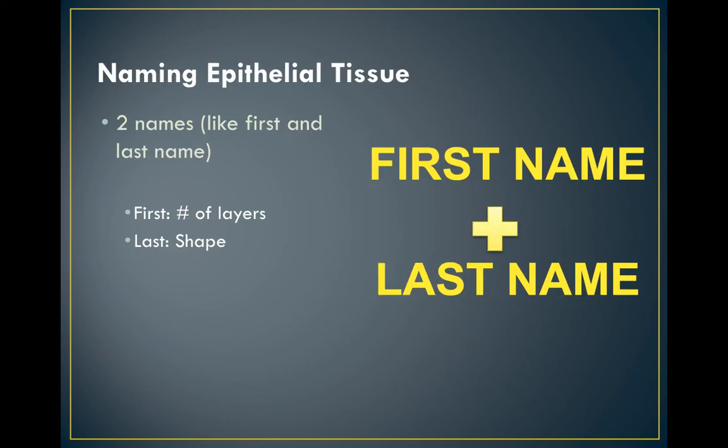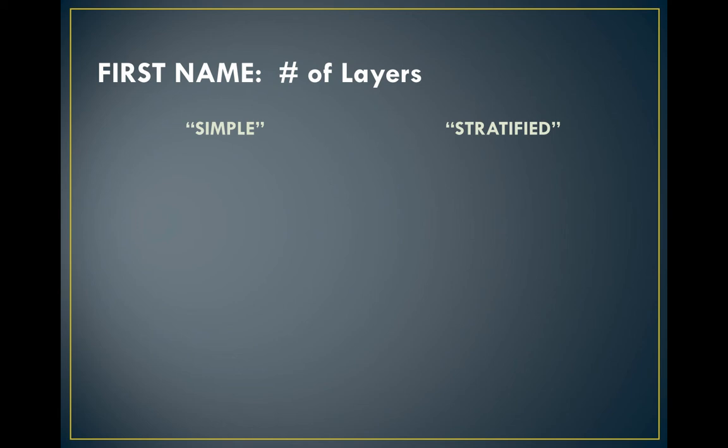Now, when it comes to identifying epithelial cells, I liken this to receiving a name. Epithelial tissue will have two names, a first name and a last name, if you will. The first name indicates how many layers thick the epithelial tissue is, and the last name indicates the shape of the actual cell. Here are the options for your first name. You can either be called simple or stratified as your first name.